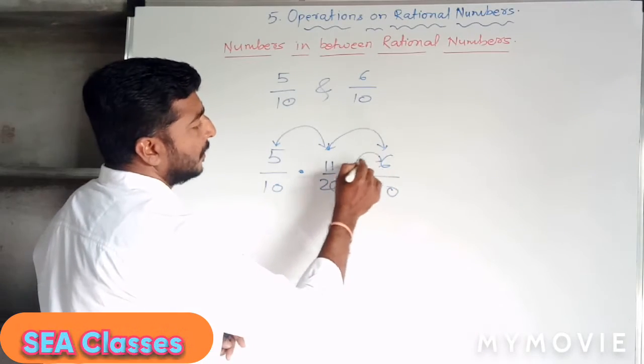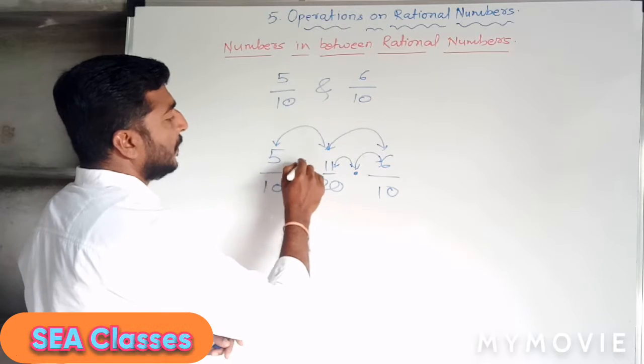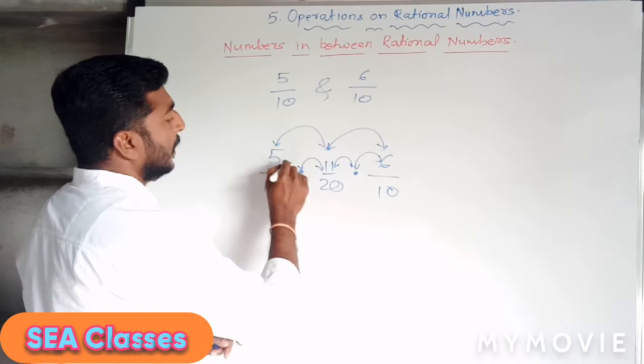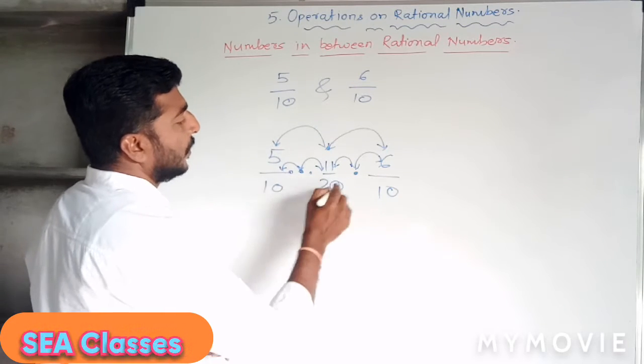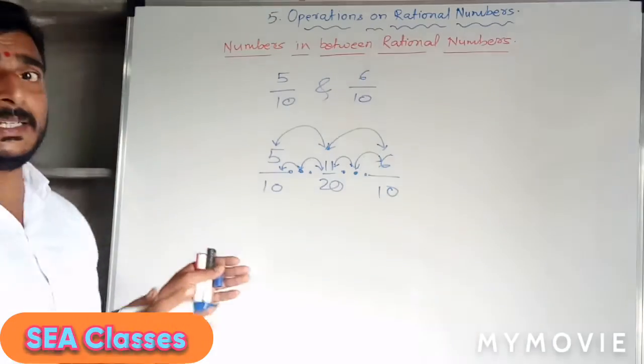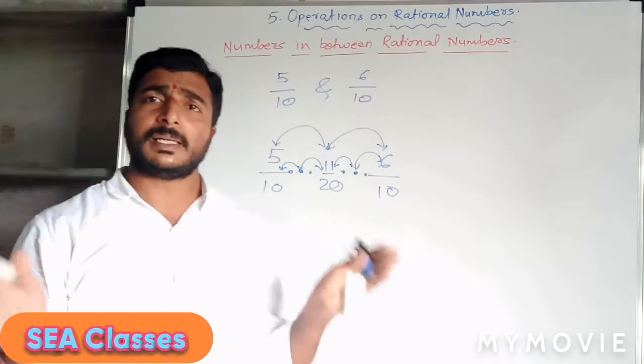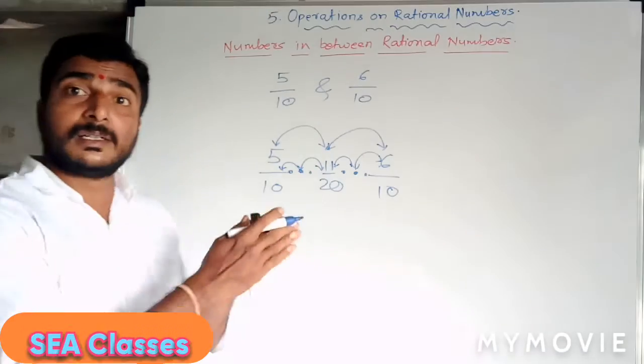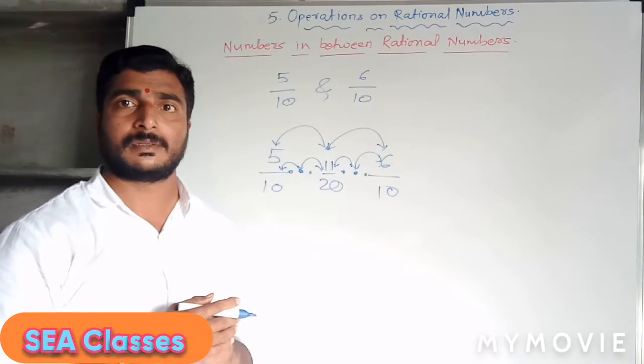Again we can find the midpoint between these two and these two. Again we can find the midpoint between these two and these two rational numbers. So here will be the midpoint. That means we will find that there are innumerable, infinite rational numbers between the given two rational numbers.